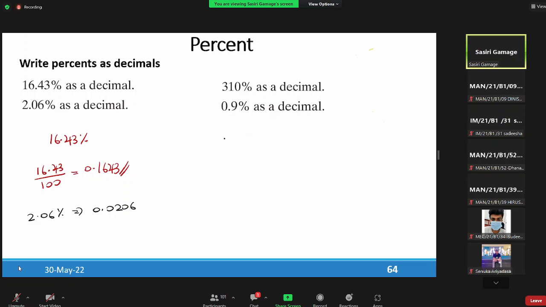Then for this one, what's the answer? 3.1.